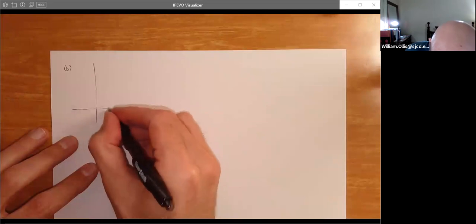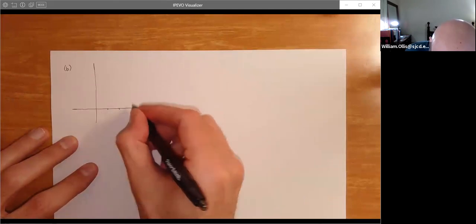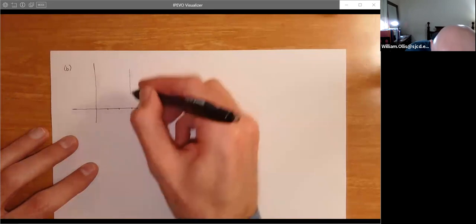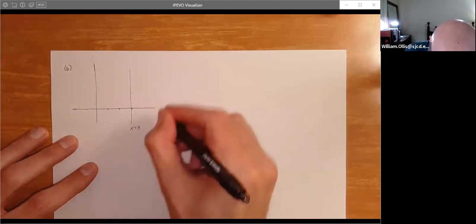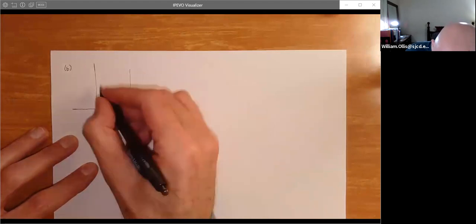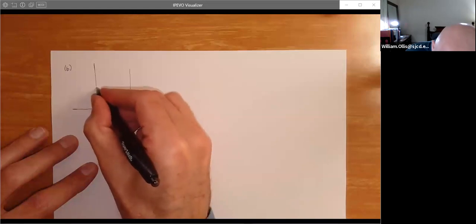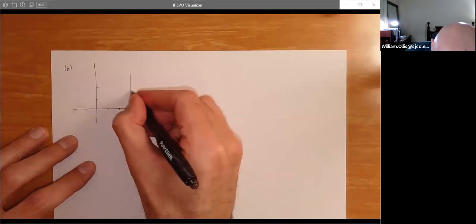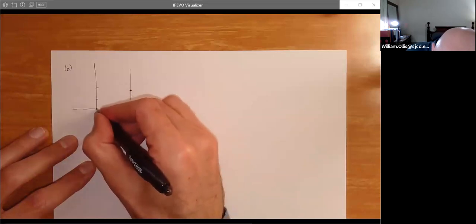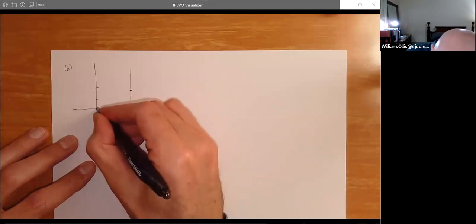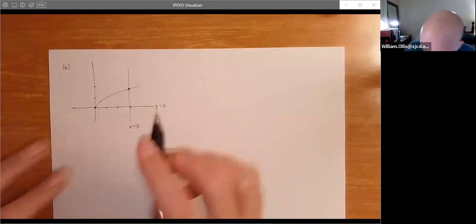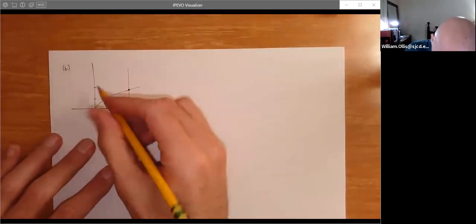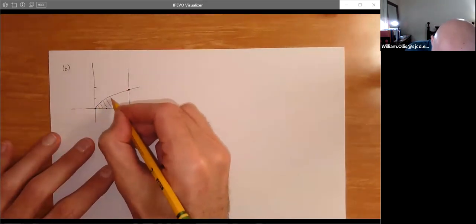So we'll have a 1, 2, 3, spread it out just a little bit. So we have x equals 3. And of course we have y equals 0, which is the x-axis, and we can go ahead and mark off here. So draw your square root function, goes like that. So here's our region.